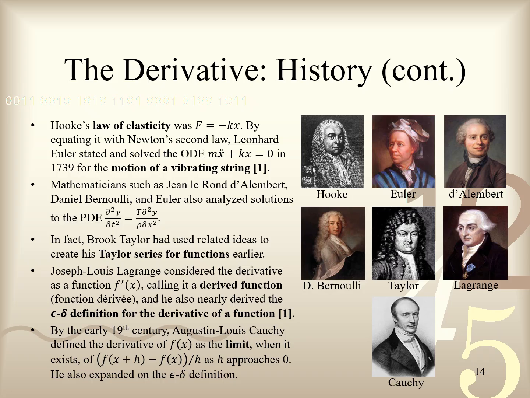By the early 19th century, Augustin Louis Cauchy defined the derivative of f of x as the limit, when it exists, of the quotient f of x plus h, minus f of x, all over h, as h approaches 0. He also expanded on the epsilon delta definition.